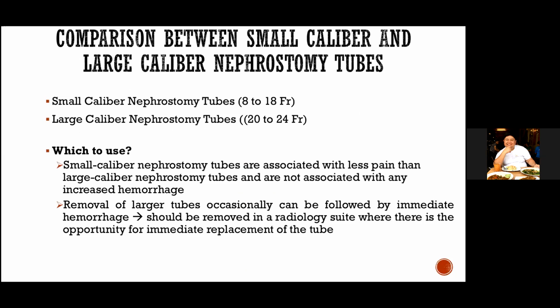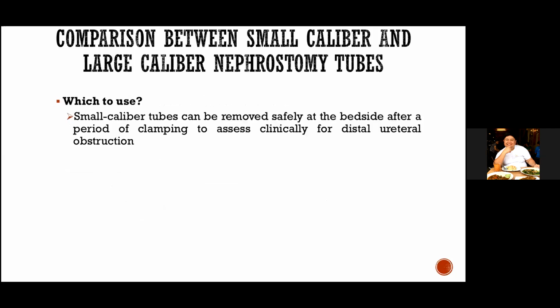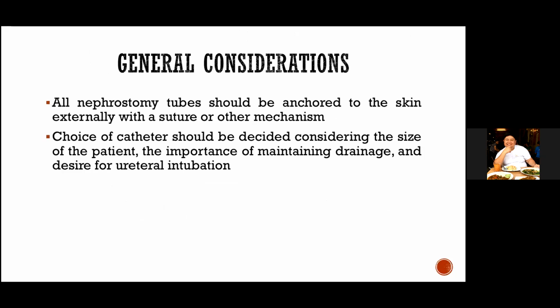On the other hand, removal of larger tubes occasionally can be followed by immediate hemorrhage. It should be removed in a radiology suite where there is an opportunity for immediate replacement of the tube. However, small caliber tubes can be removed safely at the bedside after a period of clamping to assess clinically for distal ureteral obstruction. So general considerations with the use of nephrostomy tubes.